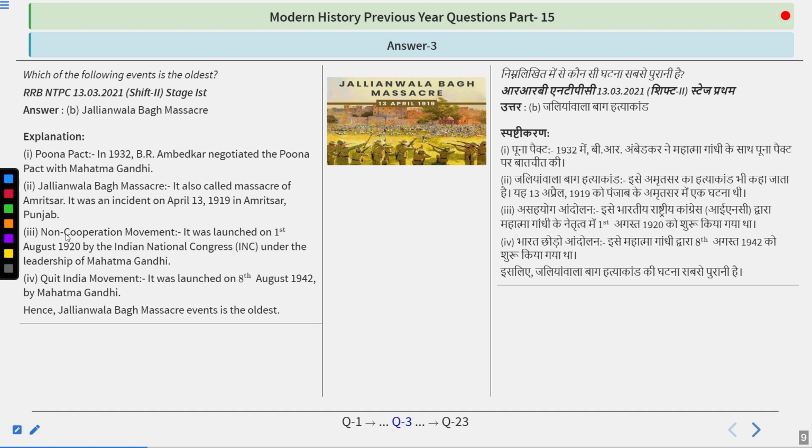The Non-Cooperation Movement was launched on 1st of August 1920 by the Indian National Congress under the leadership of Mahatma Gandhi. It was the first mass movement in India, and a lot of things came together, like the Khilafat movement, the Rowlatt Act, and the Jallianwala Bagh Massacre. So India required a large movement at that time, and the first mass movement that came was the Non-Cooperation Movement. The Quit India Movement was launched on 8th August 1942 by Mahatma Gandhi. Hence, the Jallianwala Bagh Massacre is the oldest event.